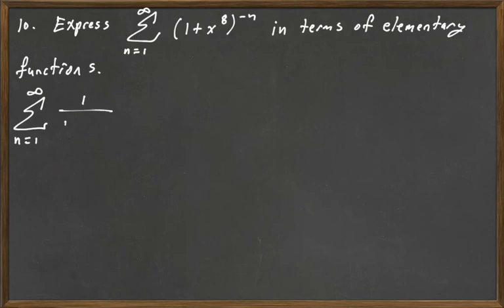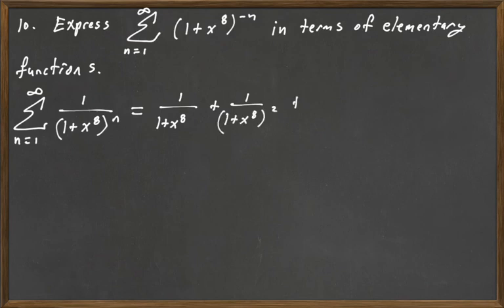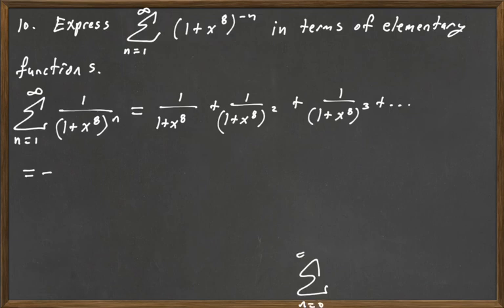The sum n equals 1 to infinity of 1 over 1 plus x to the 8th and then raised to the nth power. Well, that's just a geometric series. 1 over 1 plus x to the 8th plus 1 over 1 plus x to the 8th squared plus 1 over 1 plus x to the 8th cubed, etc. So the problem is with a geometric series, it starts at 0. You know, you have the sum n equals 0 to infinity of a r to the n. So we start at 0. And so we're going to have to make an adjustment to use our geometric series formula.